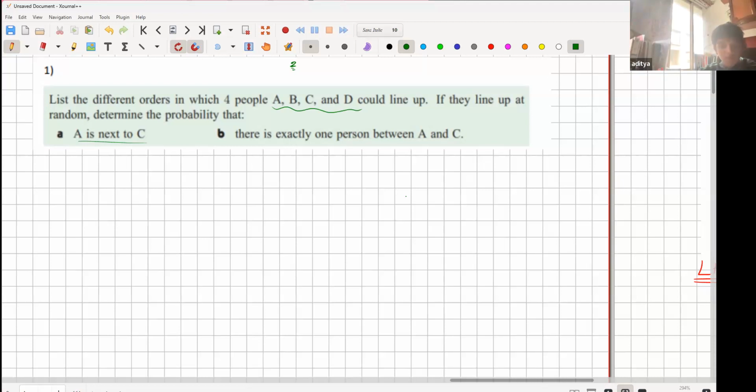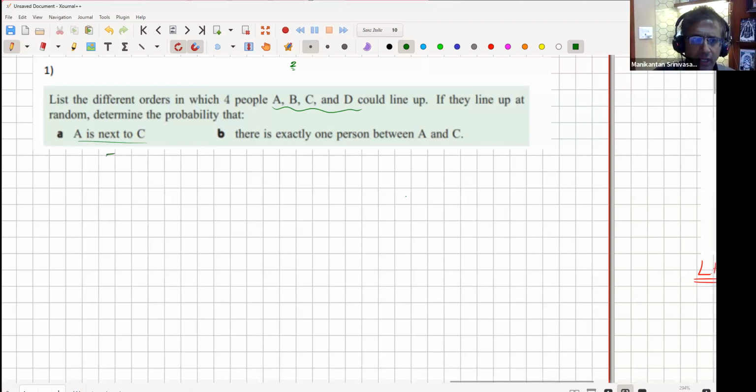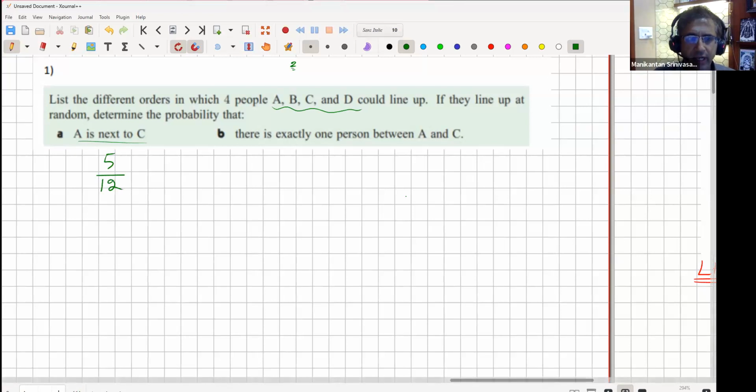So I got 5 upon 12. 5 upon 12. Okay. Tell me what did you do to arrive at 5 upon 12?